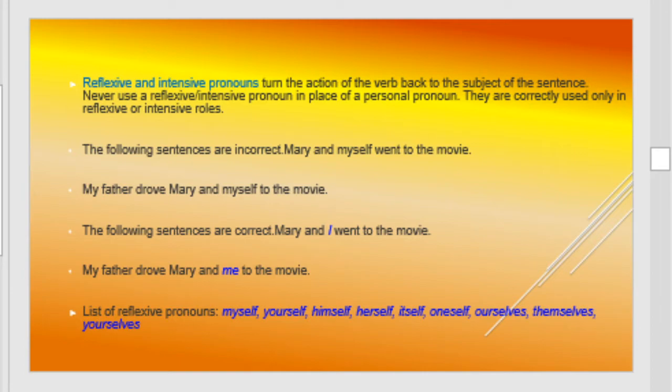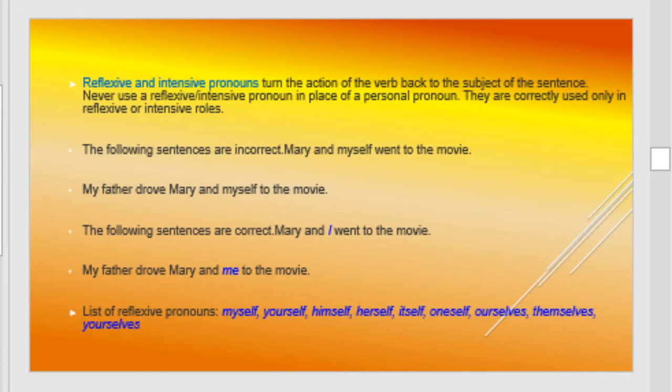The following sentences are incorrect. Mary and myself went to the movie. My father drove Mary and myself to the movies. If we're going to correct them, the correct sentences are: Mary and I, because they are the subject. Mary and myself, it's not, myself is not a subject. So Mary and I went to the movie. My father drove Mary and me to the movie.